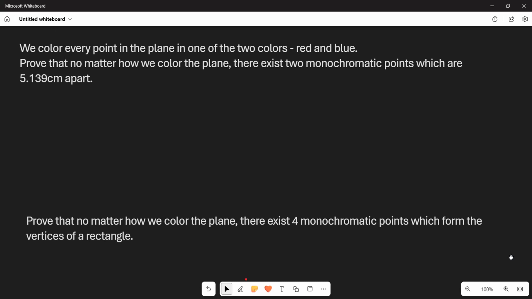Ma'am, what is the plane here? A plane is just, for now, I don't want to get into the details, but think of a plane as an infinite piece of paper which extends in all directions. Infinite two-dimensional paper. Okay.